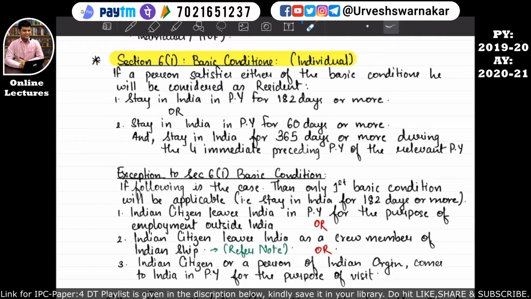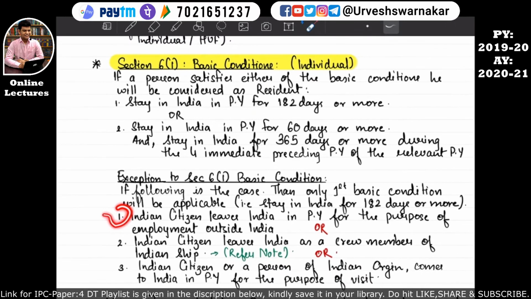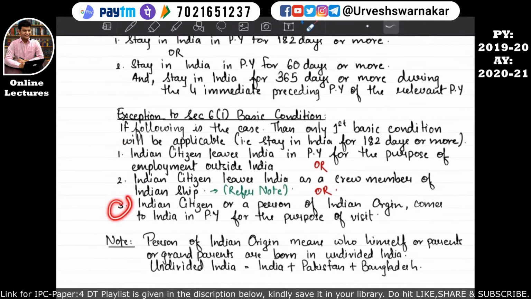First exception is Indian citizen leaves India in previous year for the purpose of employment outside India, or Indian citizen leaves India as a crew member of Indian ship, or Indian citizen or a person of Indian origin comes to India in previous year for the purpose of visit. So this was our first exception, this was second exception, and this is third exception.